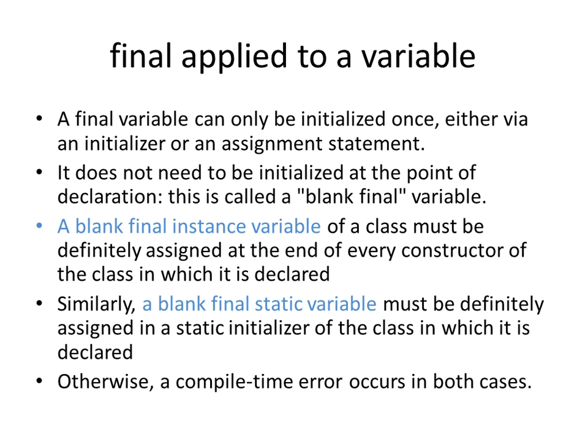This is called a blank final variable. It is called a blank because you have not given it any value as yet. But a blank final instance variable should be initialized inside the constructor. And if you have a blank final static variable, it must be initialized or assigned in the static initializer of the class in which it is declared. If you don't do that, in both the cases, there will be a compile time error. Now let's look at an example program which shows all these different rules.